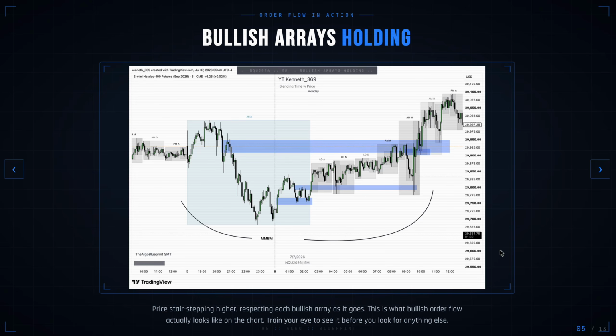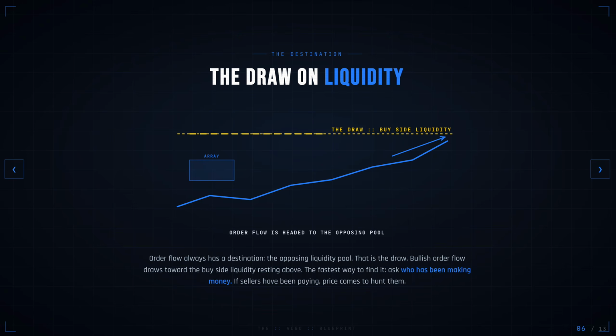Price stair stepping higher, respecting each bullish array as it goes. This is what bullish order flow actually looks like on a chart. Train your eye to see it before you look at anything else. And drawn liquidity: order flow is headed to the opposing pool. Order flow is always a destination. The opposing liquidity pool, that is the draw.